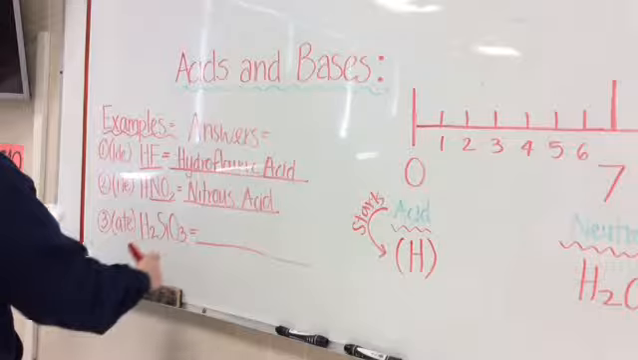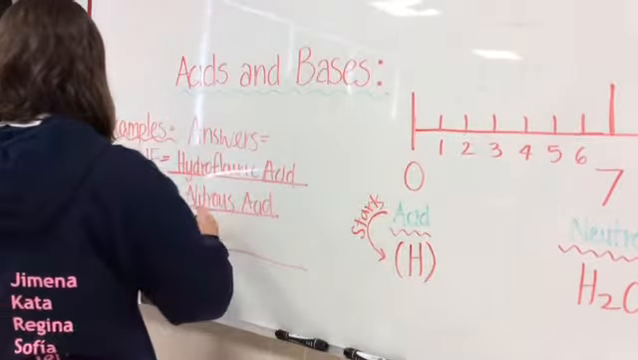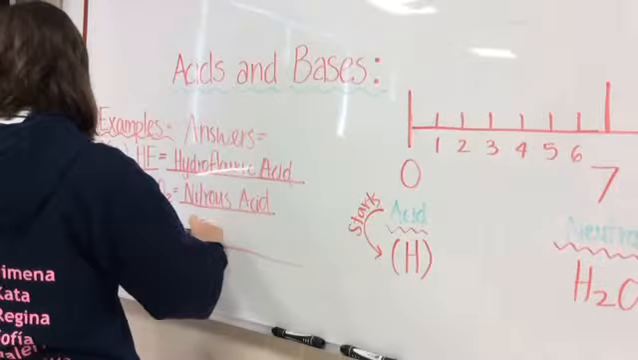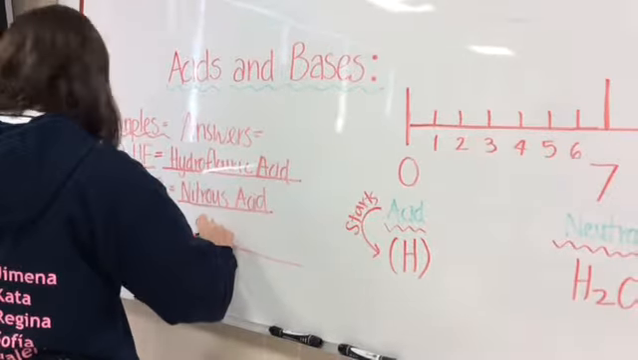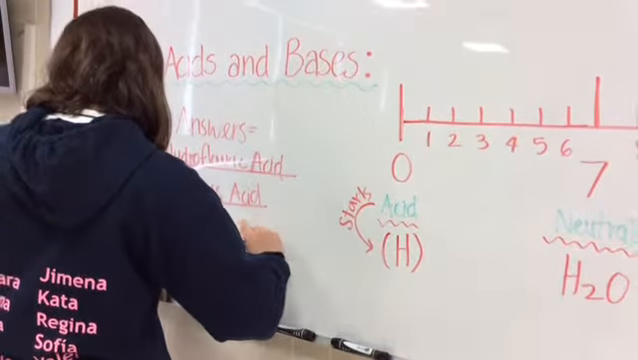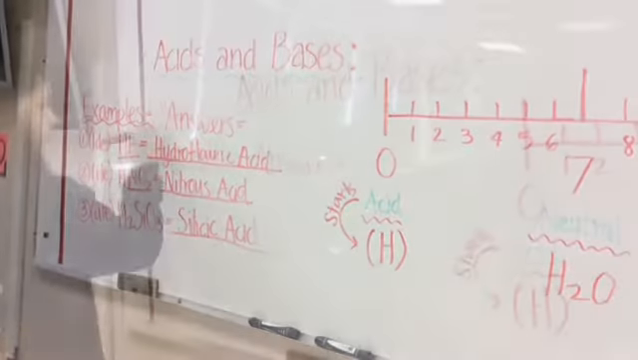And the last example is H2SiO3. H means that it is an acid, and SiO3 is silicate. So you change it and it is silicic acid. You always need to end with acid. Every acid needs to end with acid.